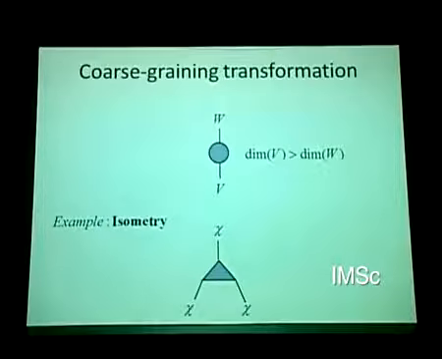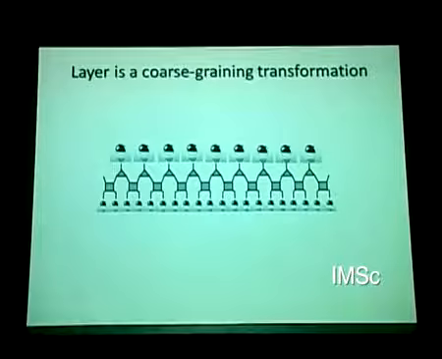Now having told you that one of these isometries is a coarse-graining transformation, let's look again at one of the layers of the MERA, which simply corresponds to applying several of these isometries in parallel. So a layer in the MERA can be seen as a coarse-graining transformation on the entire lattice, which takes the original lattice and groups each pair of two sites into single sites.